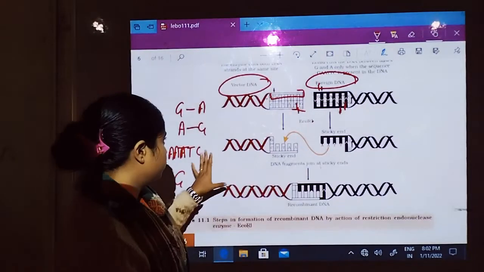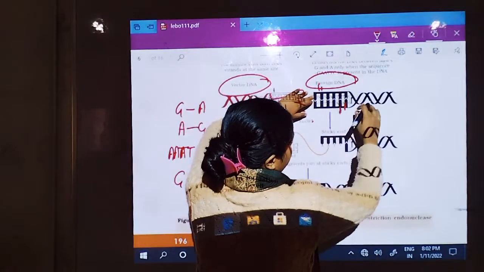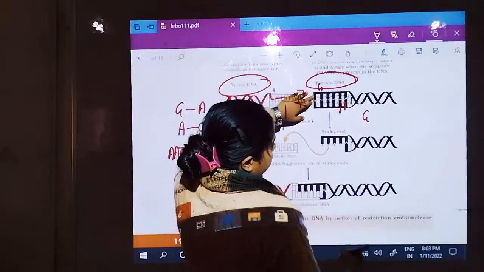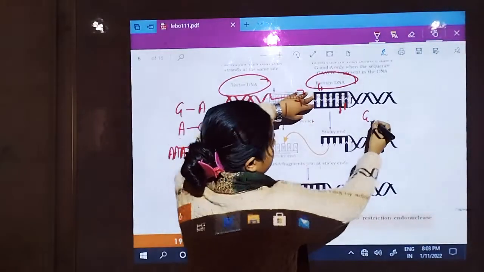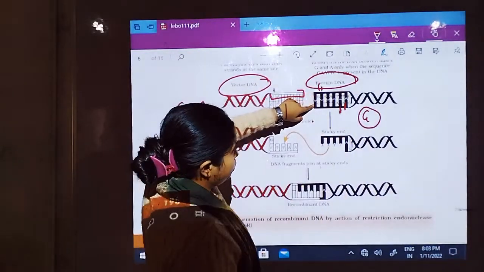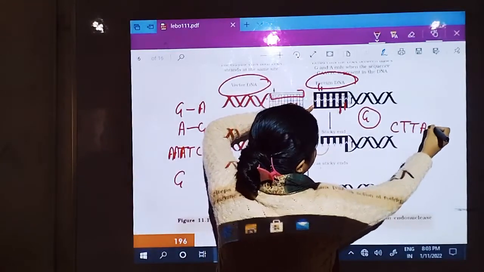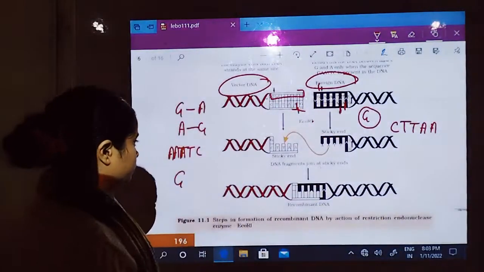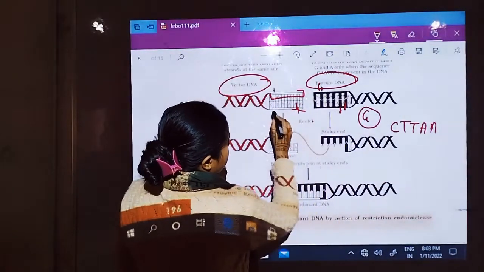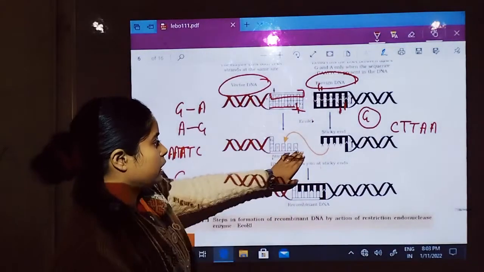Now from here, what is removed from the superior DNA chain, which is present above the next one? Here G is removed from the above DNA, and from the below DNA all C, T, T, A is removed. Now this C, T, T, A which is removed is fulfilled by this one. Here it is already present. What is present? C, T, T, A is present.